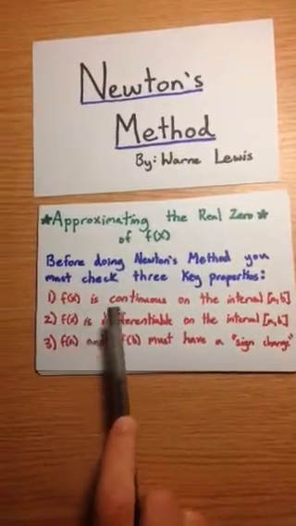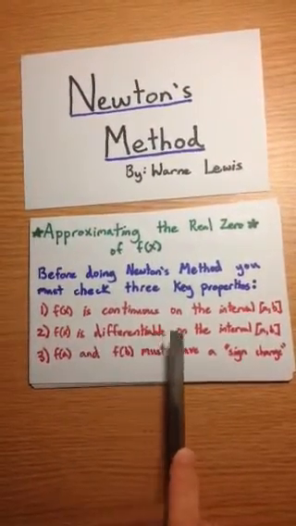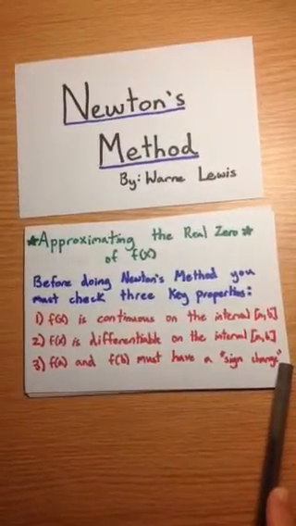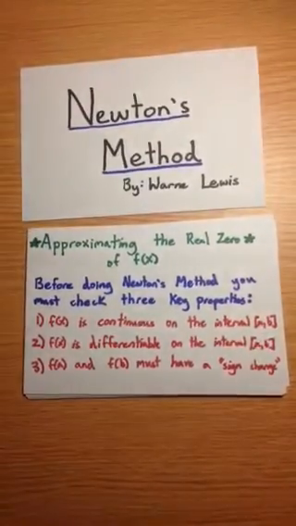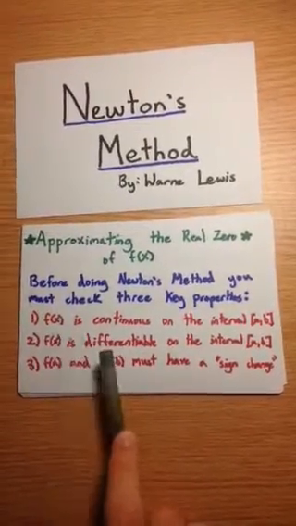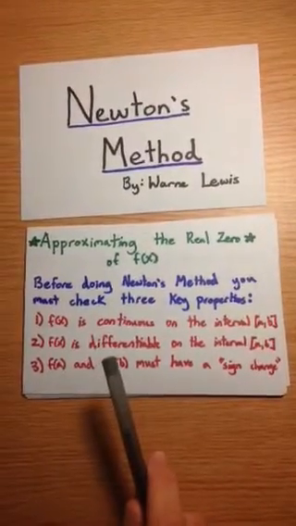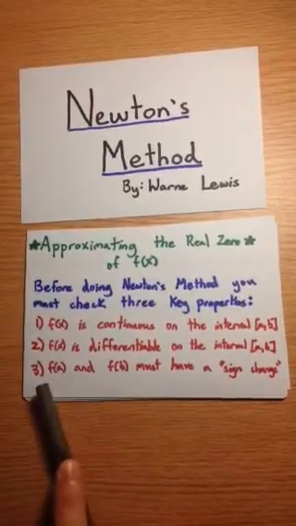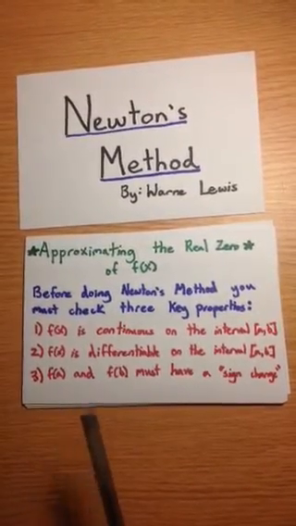Now, before doing Newton's method, you must check three key properties. f of x is continuous on the interval a to b, f of x is differentiable on the interval a to b, and f of a and f of b must have a sign change. So the line on the given interval cannot have any discontinuities. The line may be continuous, but in some cases it may be indifferentiable, so there cannot be any cusps or vertical asymptotes. Finally, f of a and f of b, meaning the y values of f of a and f of b, must have different signs.